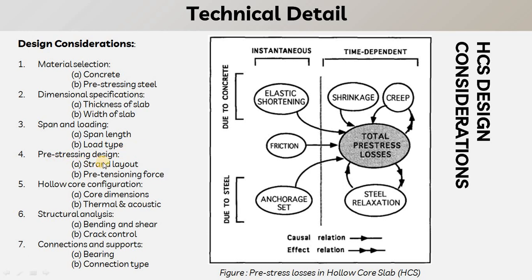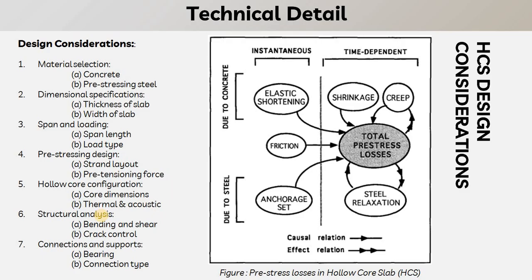Fourth parameter is the pre-stressing design. In the design, it is selected how many strands will be used and what will be the strand pattern or strand layout, and then it is decided how much force has to be applied for a given load. Fifth, the hollow core configuration, in which the core dimension and its thermal and acoustic parameters will be verified. Sixth, there will be a structural analysis in which the bending and shear capacity of the hollow core slab has to be checked, and it should be controlled for cracking. So there should not be any cracking.